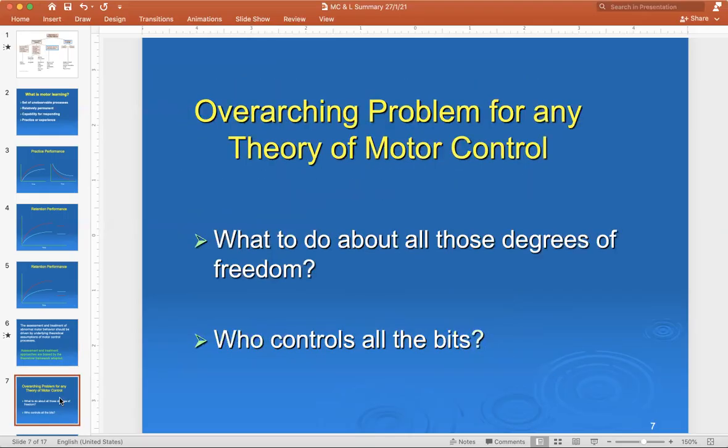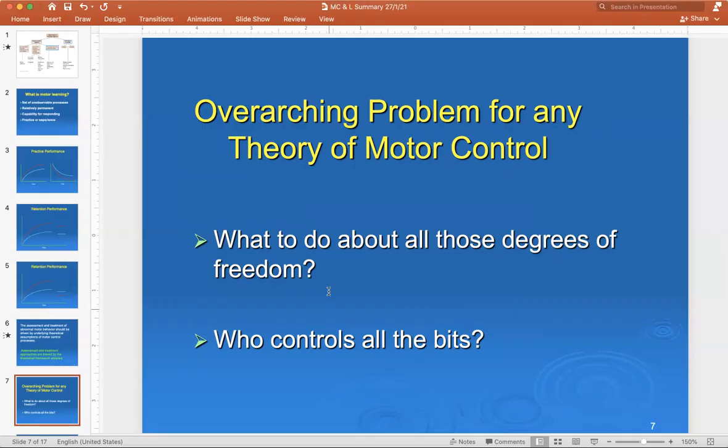All right, so any theory or model that's trying to explain how people move, one of the things you have to be able to explain is how people can move with all these degrees of freedom. Remember, degrees of freedom are things that are free to vary. They're not set in stone. In terms of the shoulder, we talked about, we have biomechanical degrees of freedom of rotation, external, internal. We have abduction, adduction. We have flexion, extension.